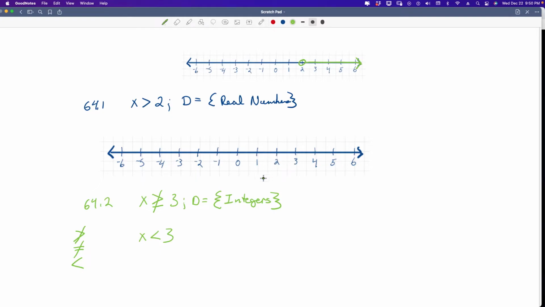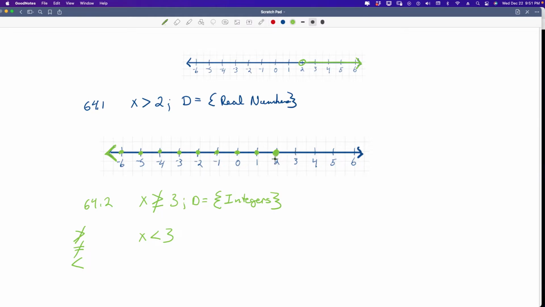So x is less than 3 in the integers, so that's going to be 2 is less than 3. That's an integer less than 3. 1 is an integer less than 3. 0 is an integer less than 3. -1, -2, -3, -4, -5, -6, they're all less than 3. And then I'm going to do my arrow here just so it's clear that it goes on and on. So x is not greater than or equal to 3 means that x is less than 3. So I can't put a dot on 3 because 3 is not included.